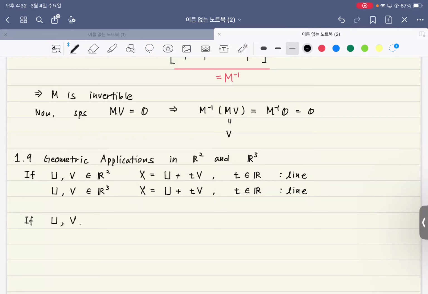Okay. Now we want to talk about the 2-dimensional plane embedded in 3 dimensions. Suppose that we have three 3-dimensional vectors. And I want you to consider this: S times V plus T times W, and S and T are just real numbers. What is the geometric interpretation of this expression?